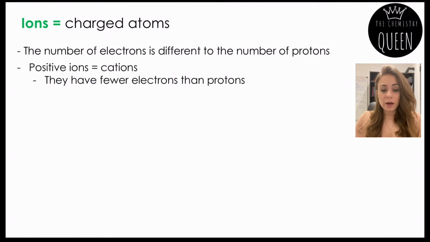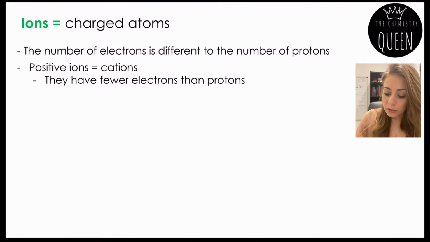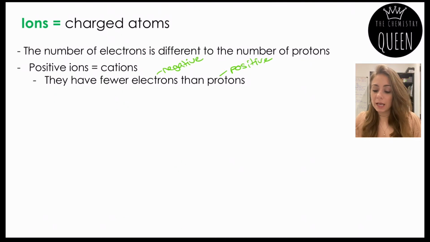So with positive ions, these ions are called cations, and cations are formed by having fewer electrons than protons, because if we remember, protons have a positive charge and electrons have a negative charge. So if you have more positive charges in the atom, then overall the atom is going to be positively charged.